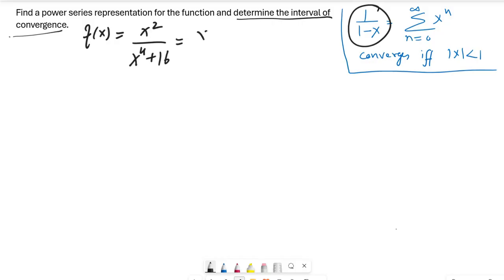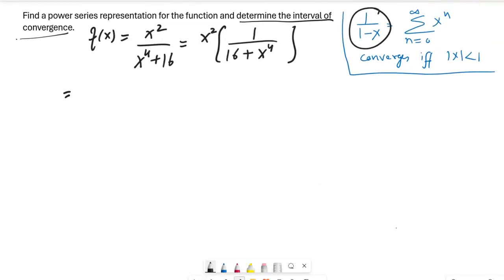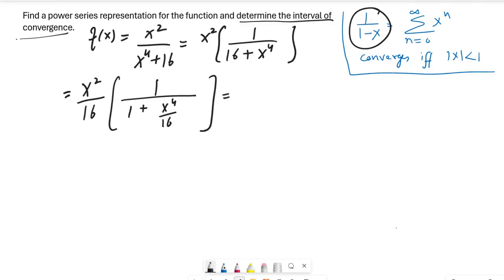So first of all, let's write x squared times 1 by 16 plus x to the 4. So I'm just rewriting it. I'm not doing anything. Then we have x squared. I'm going to factor out 16. That's going to make it look like 1 by 1 plus, because when I factor out 16, x to the 4 is going to be divided by 16 here. Now I want to make it look like this, so there should be a negative sign. x squared by 16, 1 divided by 1 plus x to the 4 by 16.